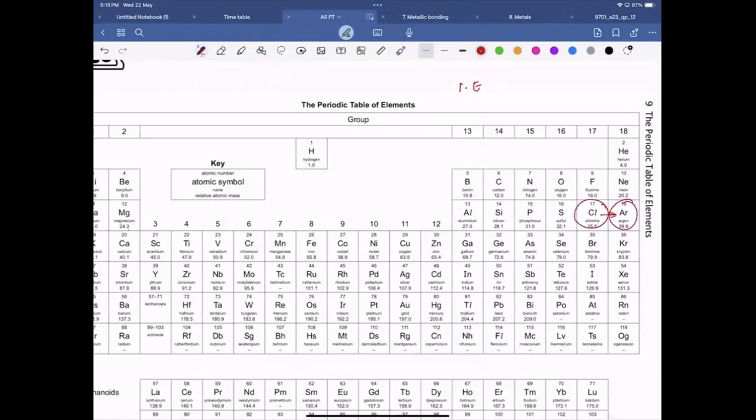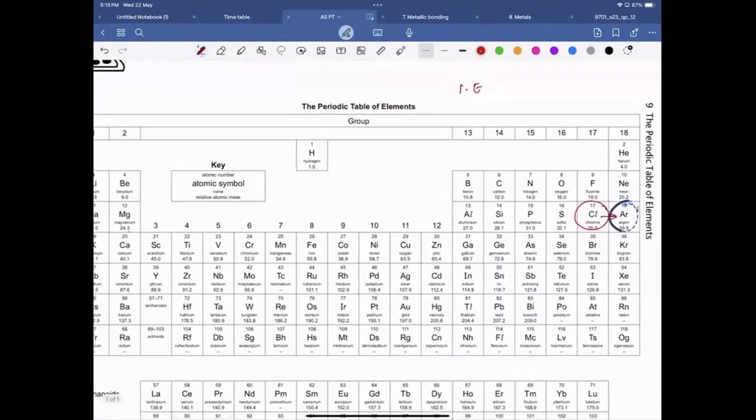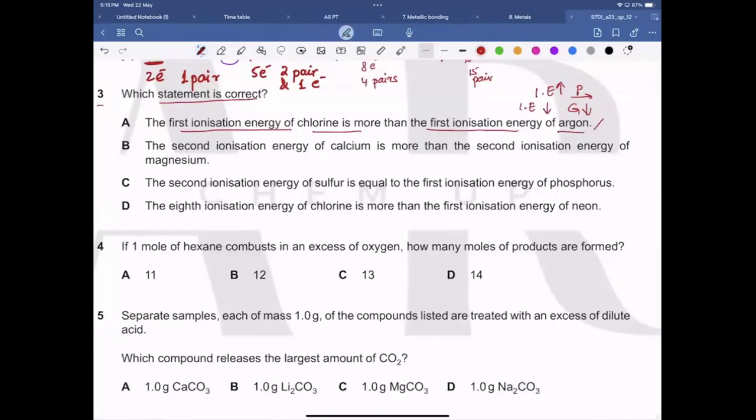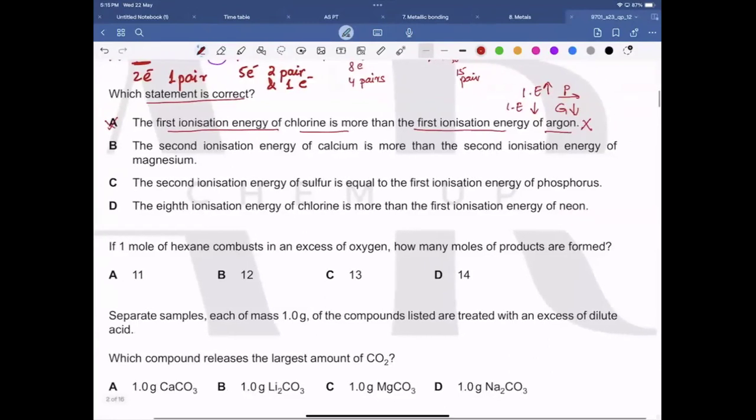If we look at the periodic table, here is chlorine and here is argon. Argon is further across the period, so the ionization energy of argon must be higher than that of chlorine, isn't it? So the first statement is wrong. In actual fact, the first ionization energy of chlorine is less than the first ionization energy of argon. That is the correct statement. Is this understandable to all of you?